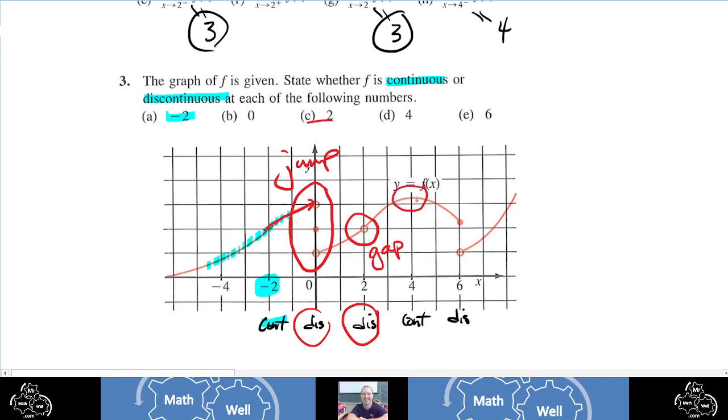And x equals 4, well, that's continuous. There's no hole, there's no jump, there's no space there. So that's continuous. And then, of course, at x equals 6, because the function is clipping along here, just real nice, and then, boom, there's a big space there, and it jumps down to here. So that's a jump discontinuity.